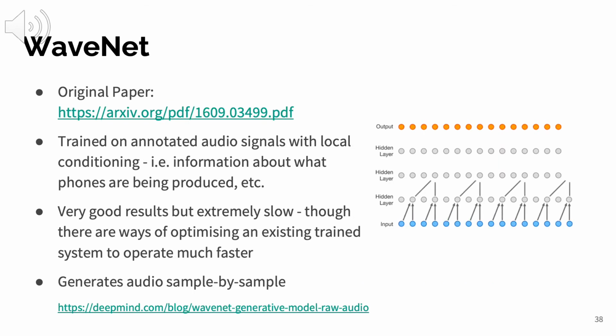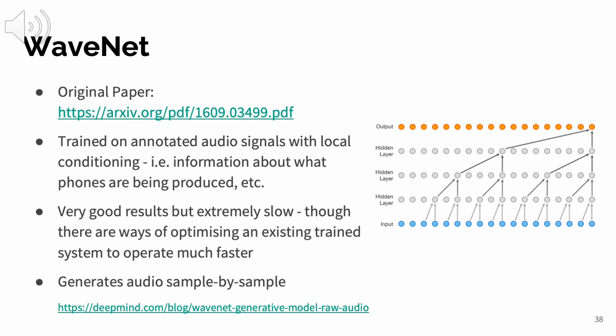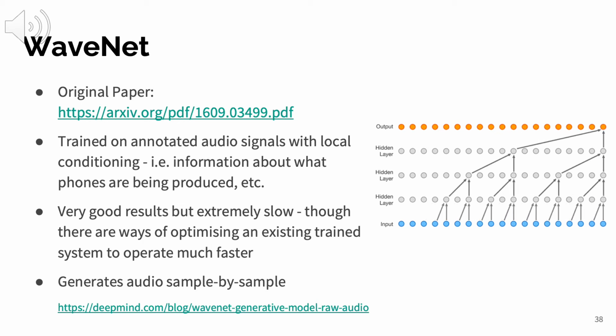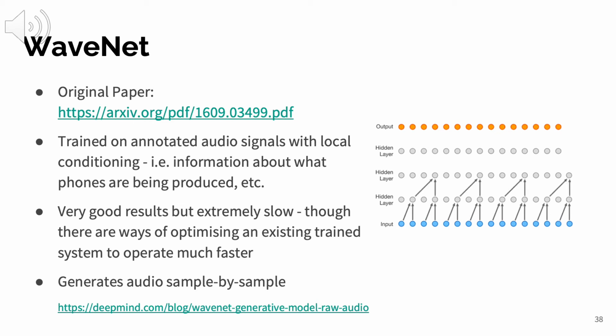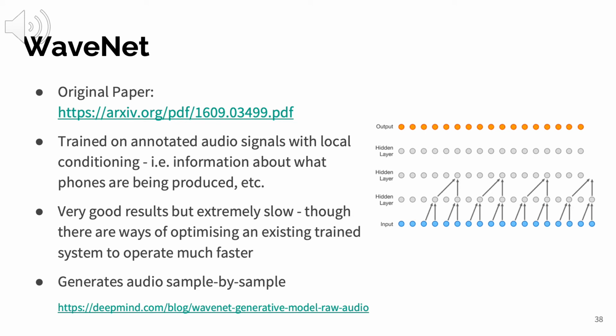Then we have WaveNet, which came out of left field because rather than generating Fourier frames, we're actually generating the waveform directly in the time domain. So this is trained on annotated audio signals. Reading the original paper, it's kind of opaque in terms of what they're doing because they don't explain what local conditioning they're training on in detail. But these are things like, here's what phone is being produced at this particular point in time across this particular region. And the original WaveNet gave really, really good results, but it was very, very slow.